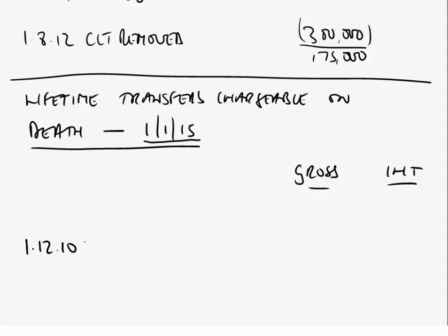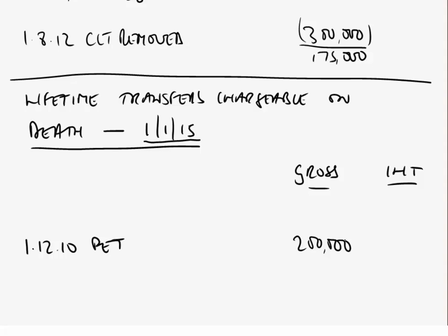Now that was the 1st of December 10 transfer, the PET that had a chargeable transfer figure of £200,000. So just put that in, but leave 2 to 3 lines above it. The reason being, we keep saying it, don't we? IHT is a cumulative donor-based tax.